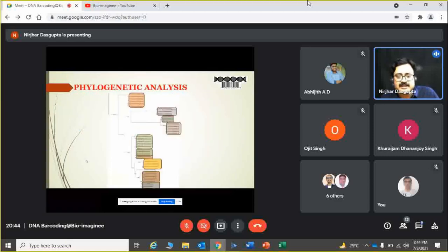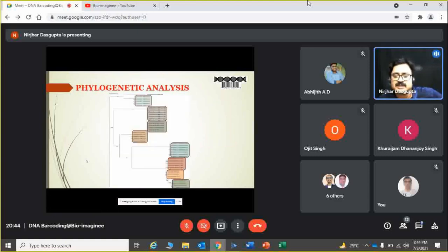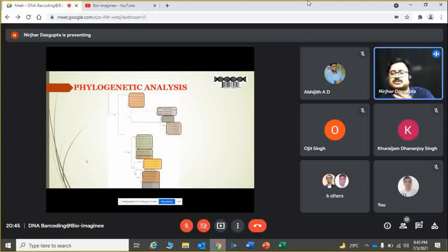The next thing that we did was take into consideration a multi-locus approach. In this, we took RBCL plus MATK plus ITS2, all three datasets together. If you can see these diagrams over here, these are the phylogenetic trees. This multi-locus approach was able to distinguish among all these different species. Even the families could be distinguished. As I mentioned, Avicennia alba and Avicennia officinalis could be successfully distinguished from each other.